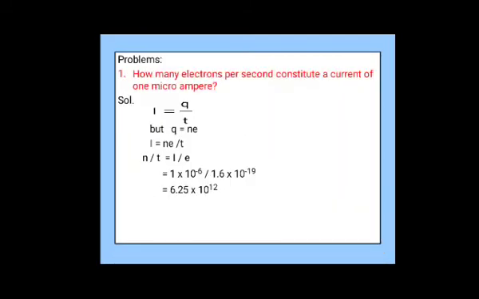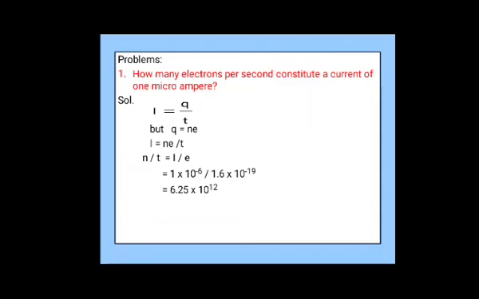Let us take one first simple numerical. How many electrons per second constitute a current of 1 microampere? Actually, it is a 1 mark question. It is better to remember the final answer, but how to solve it I have taken here.